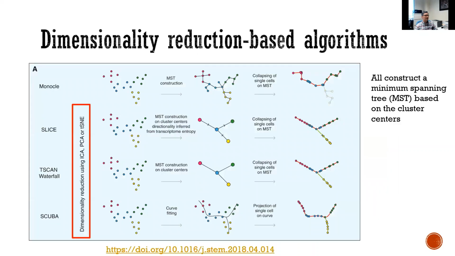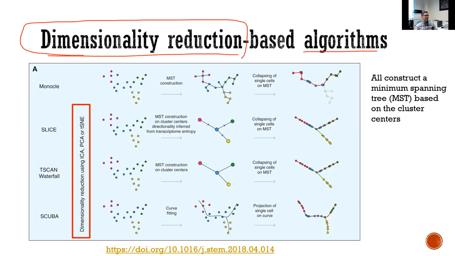Okay, so when we visualize the population of cells, we use dimensionality reduction technology. That's the key step, and that's also the foundation for trajectory analysis. A lot of those pseudotime or trajectory analysis software packages are based on dimensionality reduction.